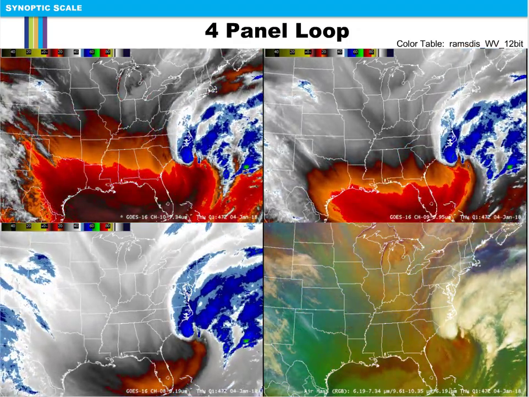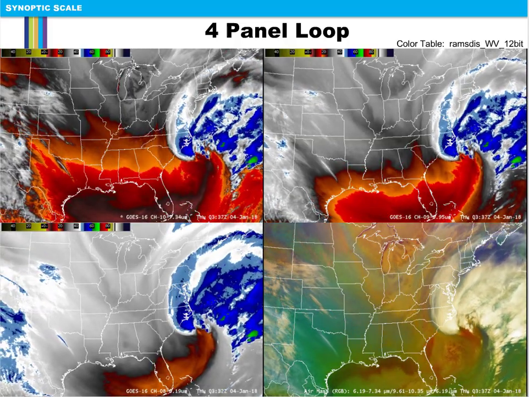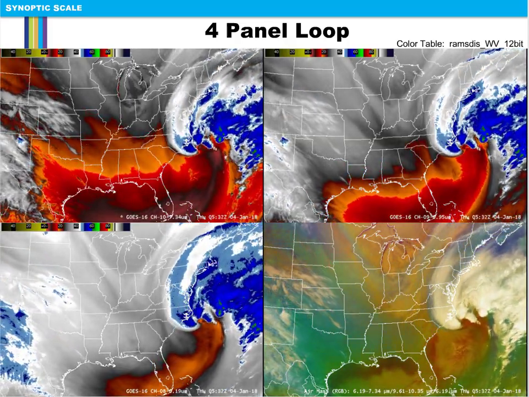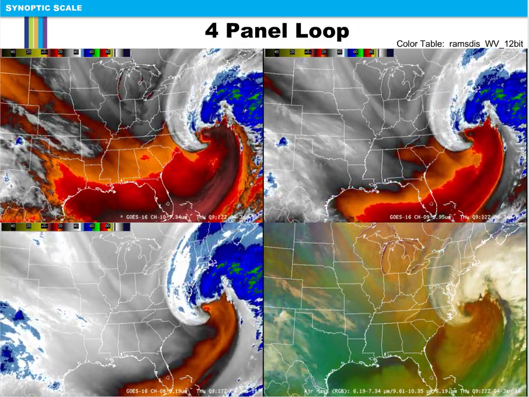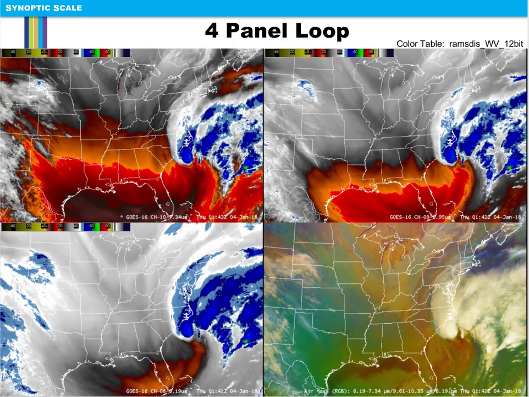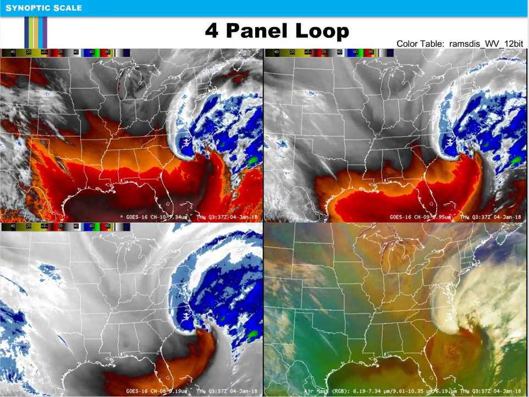The lower right panel shows the air mass RGB product. The red colors that we see in the later portion of the loop indicate high ozone air associated with a stratospheric intrusion, a signature of high potential vorticity.